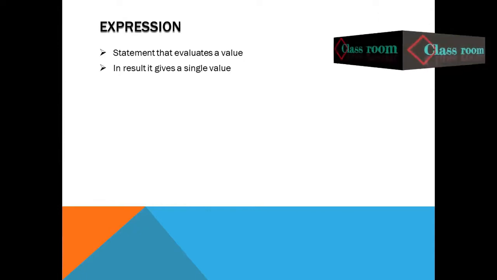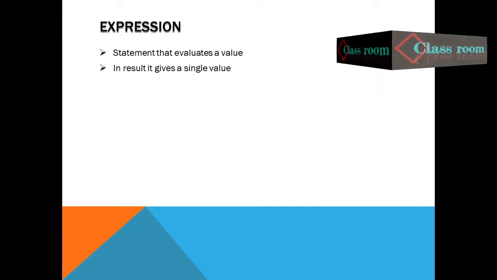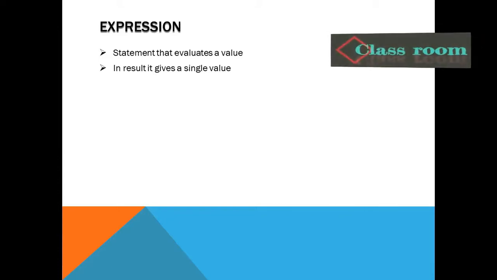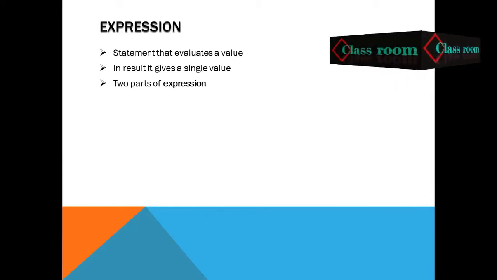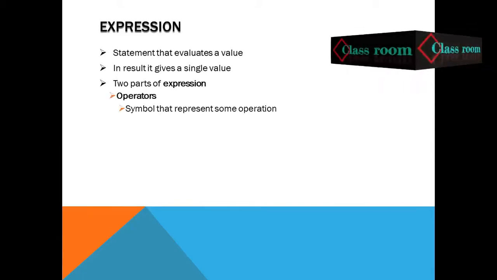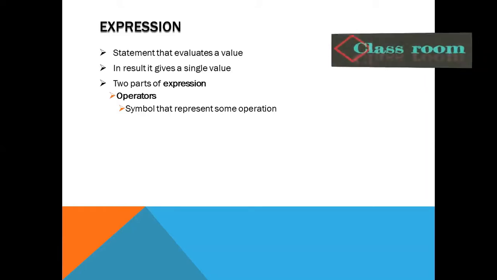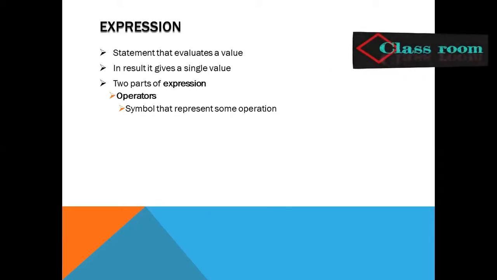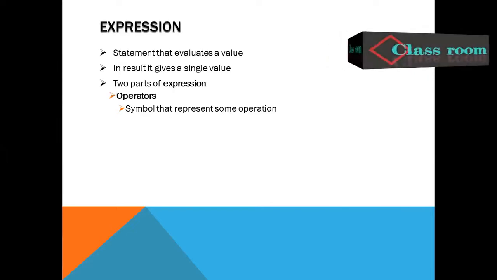Each expression will give only a single value after it has been evaluated. We will get only a single value result. There are two parts of an expression. Number one is operators. Operators are the symbols which are used to represent some operation, and these are the operations which are performed on the values or variables or constants present in that expression.